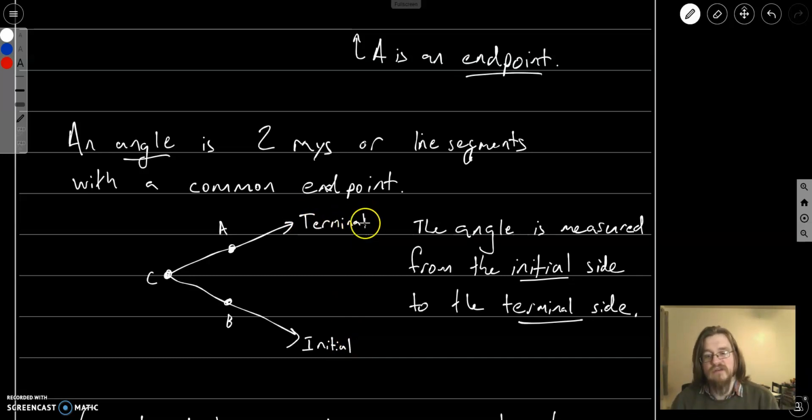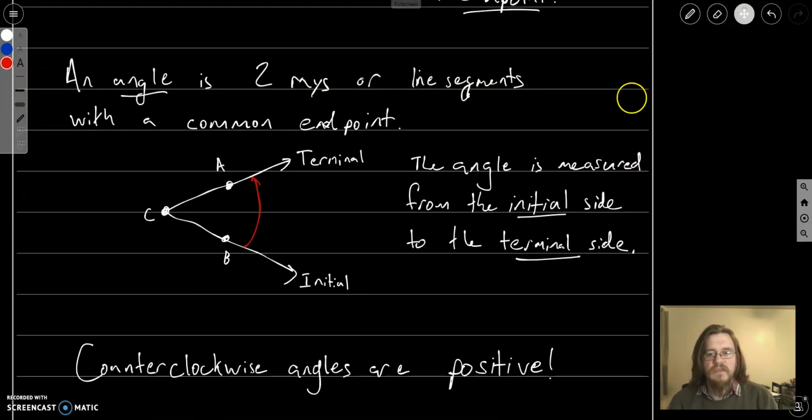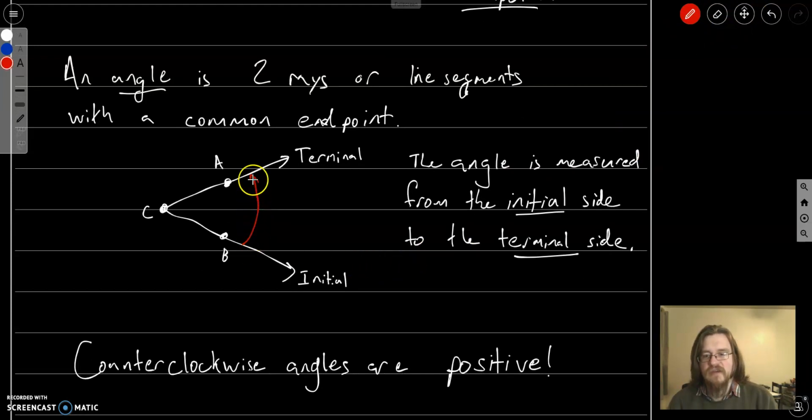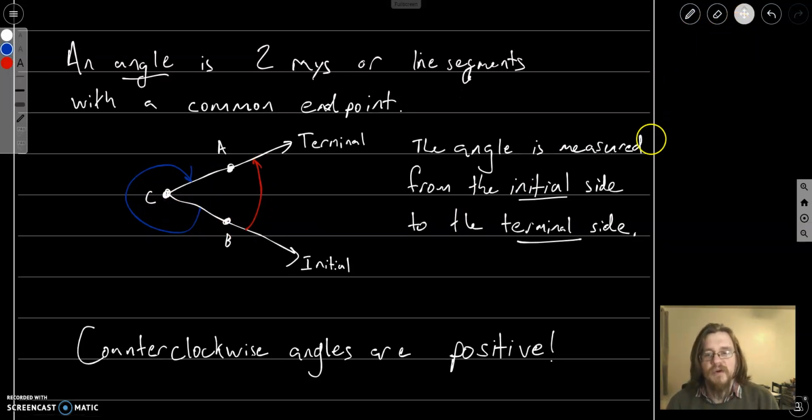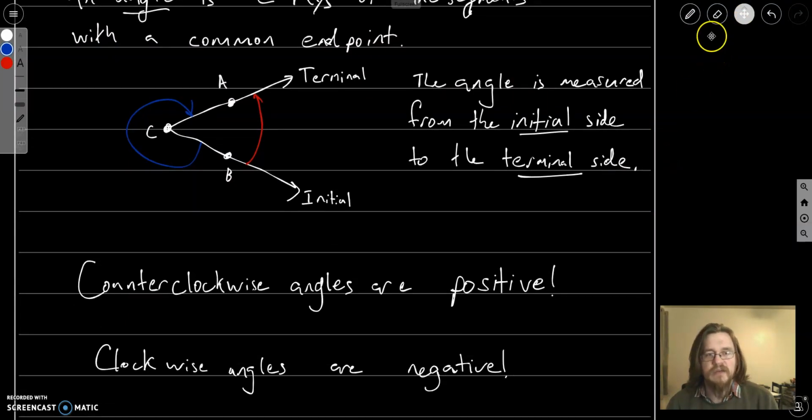We could switch these around and talk about the angle going in the other direction. So going from the initial to the terminal side, maybe we would have the angle here. And what we'll notice is that I could draw the angle going this way, or I could draw the angle from the initial side going the opposite direction. So which one of these is the angle that we're talking about? They are both the angles that we're talking about. We just have to be a little bit careful.